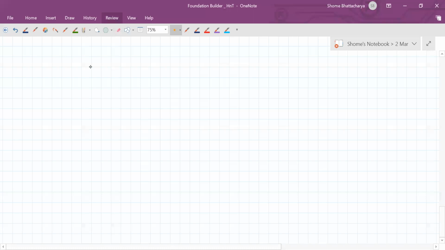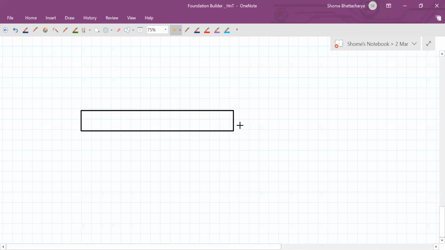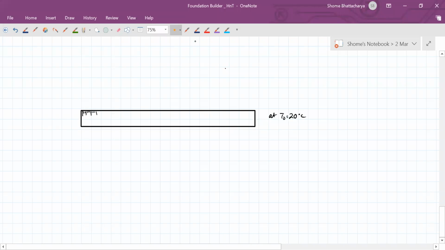So it's like, let's say this is our scale, which was calibrated at 20 degrees C. The least count, that is the smallest division here, the least count of the scale, or one division of the least count, is actually equal to 1 millimeter or 0.1 centimeters.